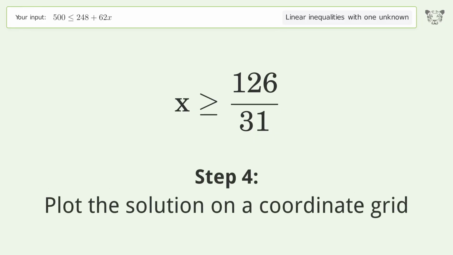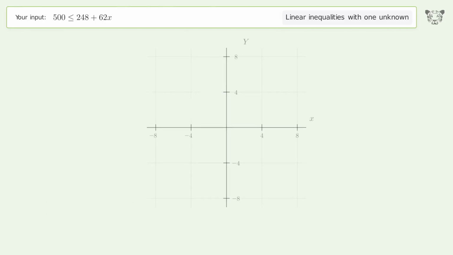Plot the solution on a coordinate grid. And so the final result is x equal or greater than 126/31 equal or greater than 42/31.